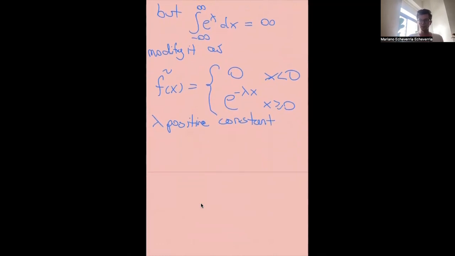So how does this graph look? Well, I'm declaring it to be 0 for negative values of x. I have to make it 0 somewhere. And at 0 its value is 1, and then it starts decreasing quickly as an exponential, so it looks something like this, I guess. This is more or less the graph of f tilde of x. Is that making sense?